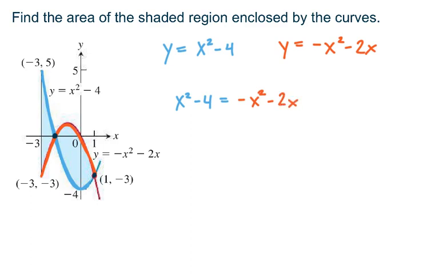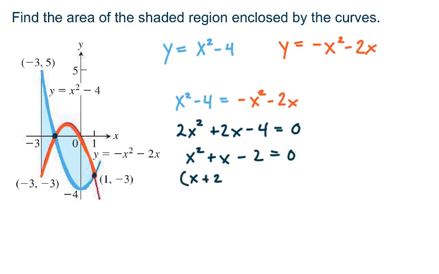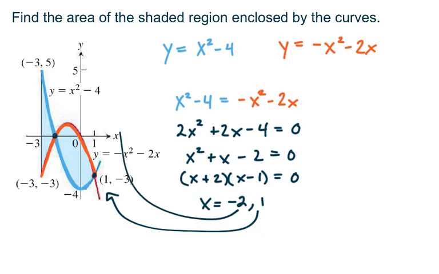I can add the x squared to both sides. I've got 2x squared plus 2x minus 4 equals 0. Factor out a 2: x squared plus x minus 2 equals 0. That factors as x plus 2, x minus 1. And we see that our intersection points occur at x equals -2 and +1. So there's my +1 and -2 is right there.